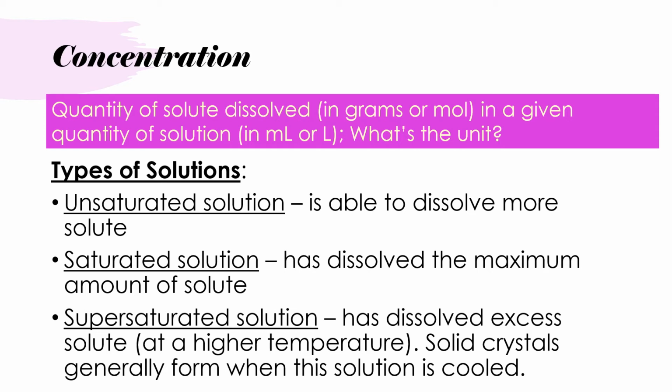The second type is a saturated solution. This has the maximum amount of solute. So if you add any more, that solute will not dissolve in the solution. And this leads to our third type, a supersaturated solution. That is a solution that has dissolved excess solute, but only at a higher temperature. So if we add it at a cooler temperature, it won't dissolve.